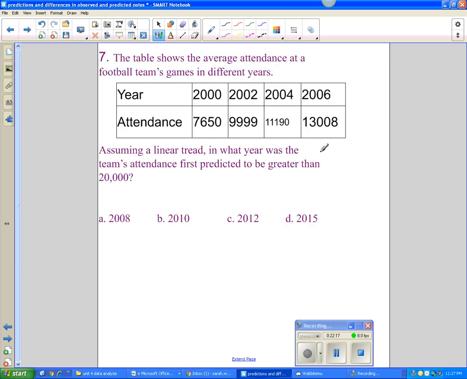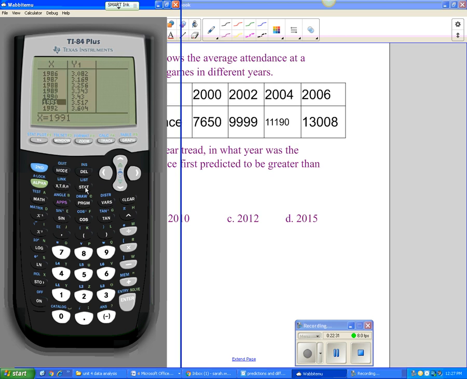Number 7, the table shows the average attendance at a football team's games in different years, assuming a linear trend. And what year was the team's attendance first predicted to be greater than 20,000? So put these in stat.